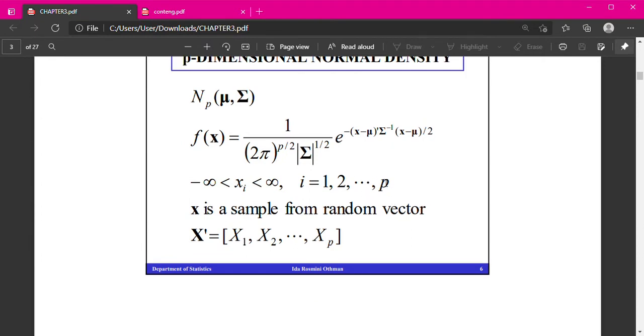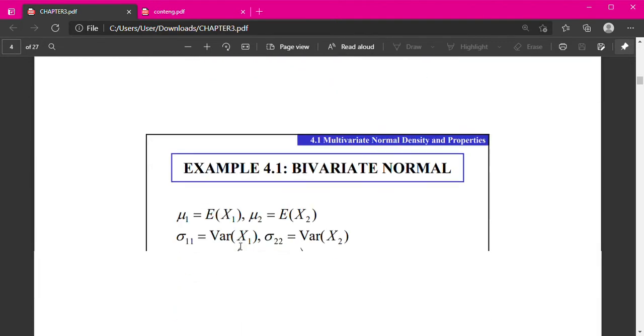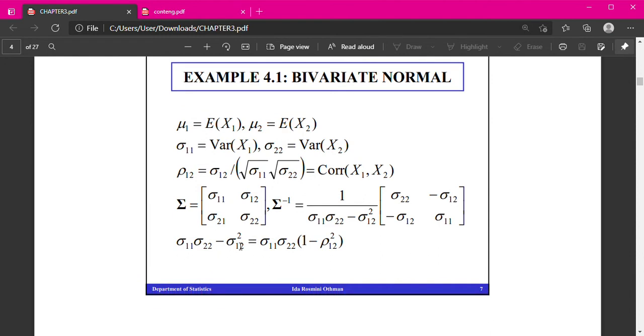Okay, P ni adalah how many variable that we have. Okay, so X dekat sini will be the vector lah. Sebab kita ada some of the variables. Beberapa variables. Ini adalah contoh kalau bivariate normal. Maksudnya ada dua variable, lebih daripada satu kan. So ini juga adalah multivariate lah. Bivariate, dua variable.